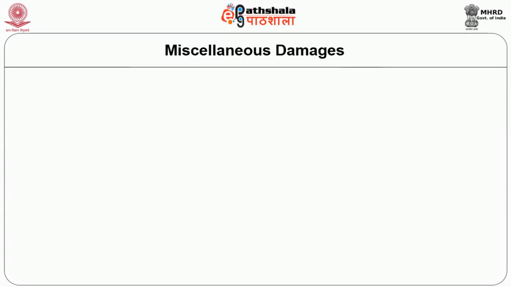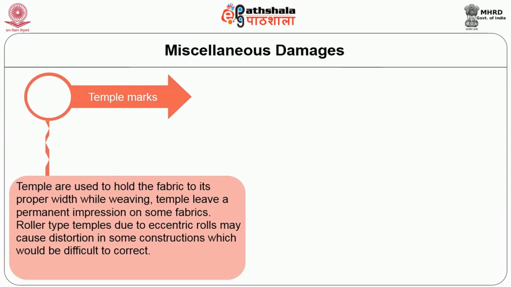Some of the miscellaneous damages are the temple marks. Temples are used to hold the fabric to its proper width while weaving. Temples leave a permanent impression on some fabrics. Roller type temples, due to eccentric rolls, may cause distortion in some constructions, which would be difficult to correct.